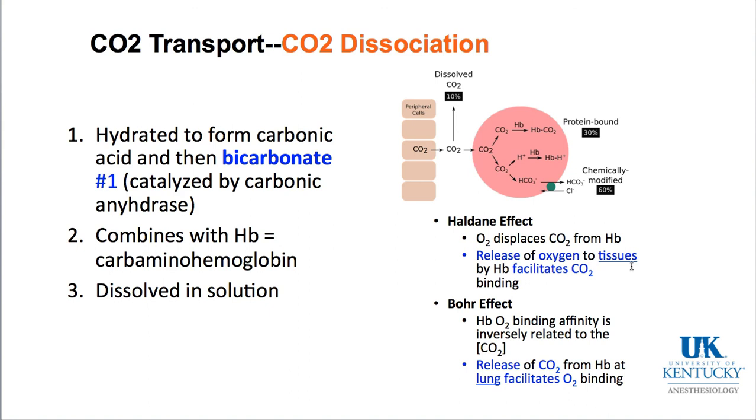And then when the blood comes to the lung, and CO2 is higher in the blood than it is in the alveolus of the lung, there's a gradient for CO2 to go from the blood into the alveolus. And as CO2 is released from the hemoglobin and goes into the alveolus at the lung, this actually facilitates oxygen binding, and that's called the Bohr effect.